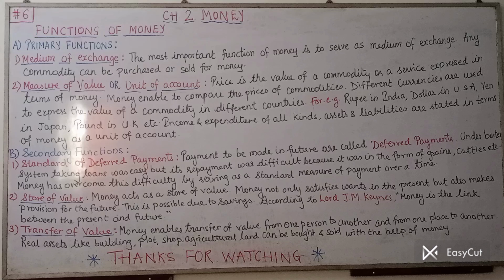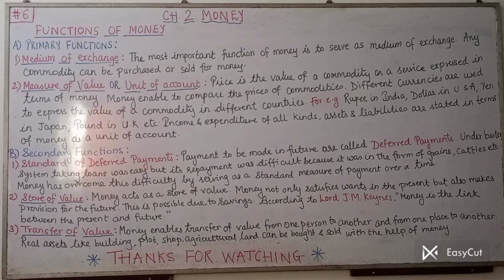See, primary means very basic and fundamental functions, very compulsory functions. So first one, medium of exchange. As all of us know, earlier it was barter system. Under barter system the commodities were exchanged against commodities, and hence fixing the exchange value and everything was very difficult. But nowadays, due to this money economy, any commodity can be purchased or sold for money. So this is a very important function of money, to serve as a medium of exchange.